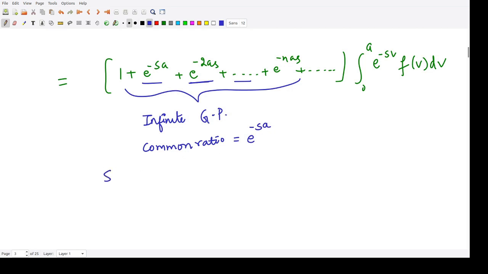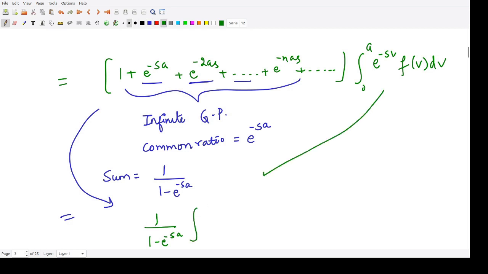So its infinite sum would be what? It would be 1 divided by 1 minus r. So it would be 1 divided by 1 minus e to the power minus sa, right? So this would be the sum of this series. So you could write this whole series here as 1 upon 1 minus e to the power minus sa and this term as such.